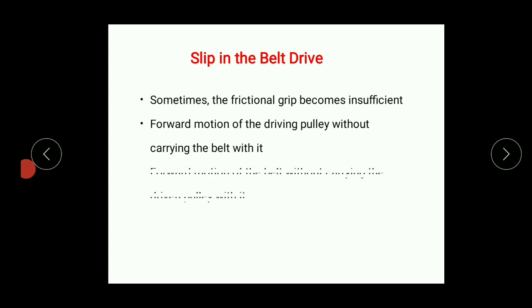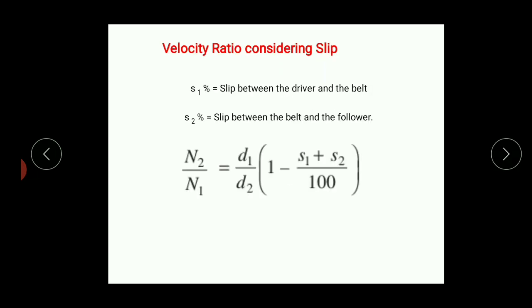That may result in slippage, that is, the power not getting transmitted from the driving pulley to the driven pulley with the help of the belt drive. That is called slip. Due to this, the speed ratio between the driving pulley and driven pulley will change. Ideally, there should not be any slip between the belt and the pulley, and whatever motion is transmitted from the driving pulley must get transmitted to the driven pulley.